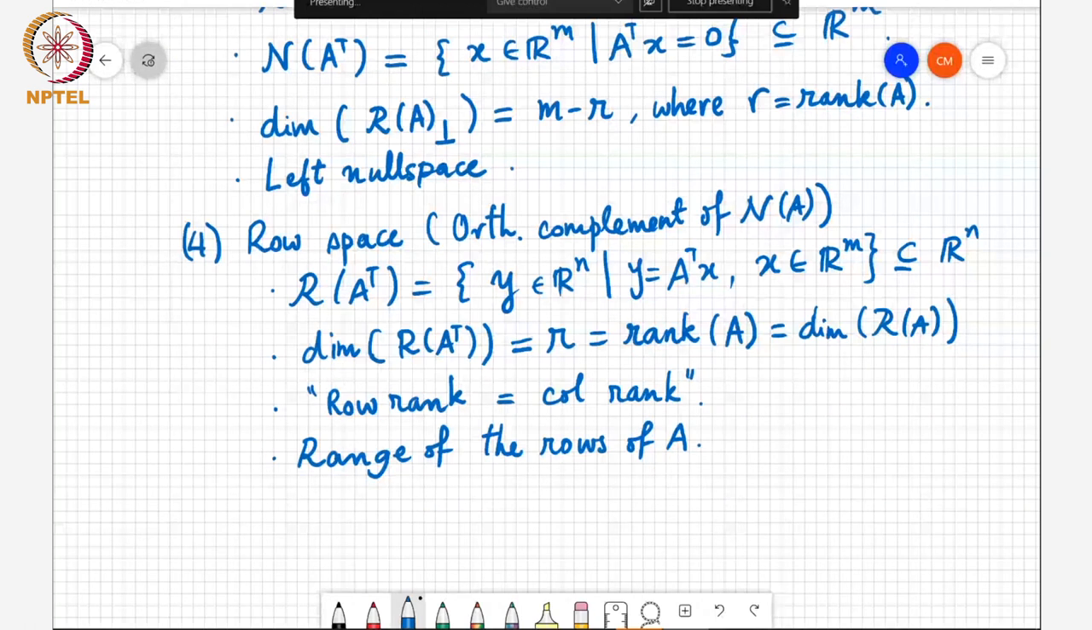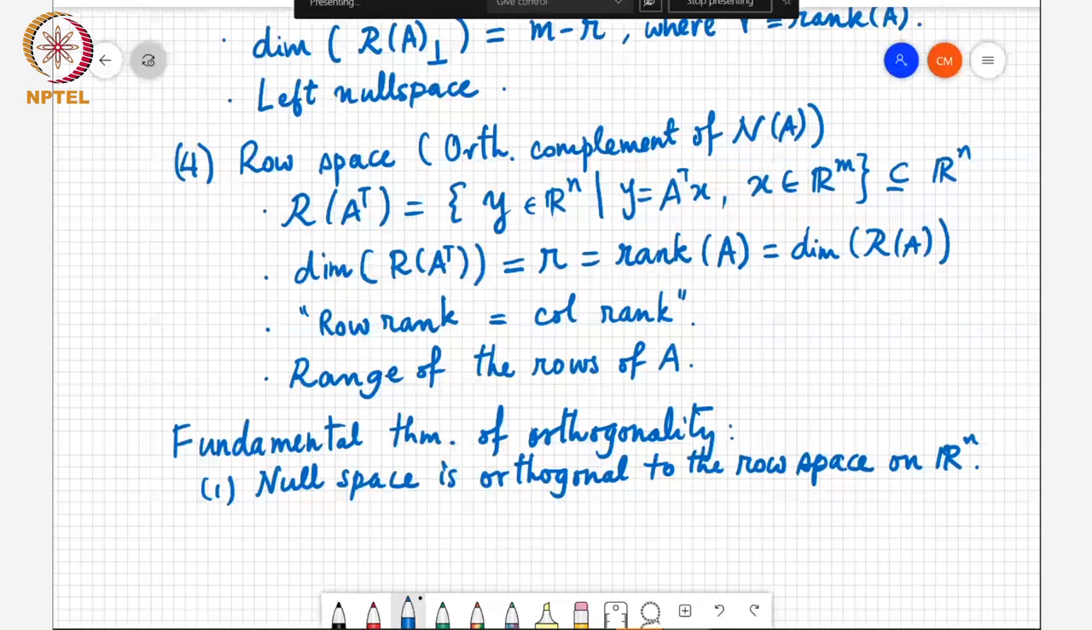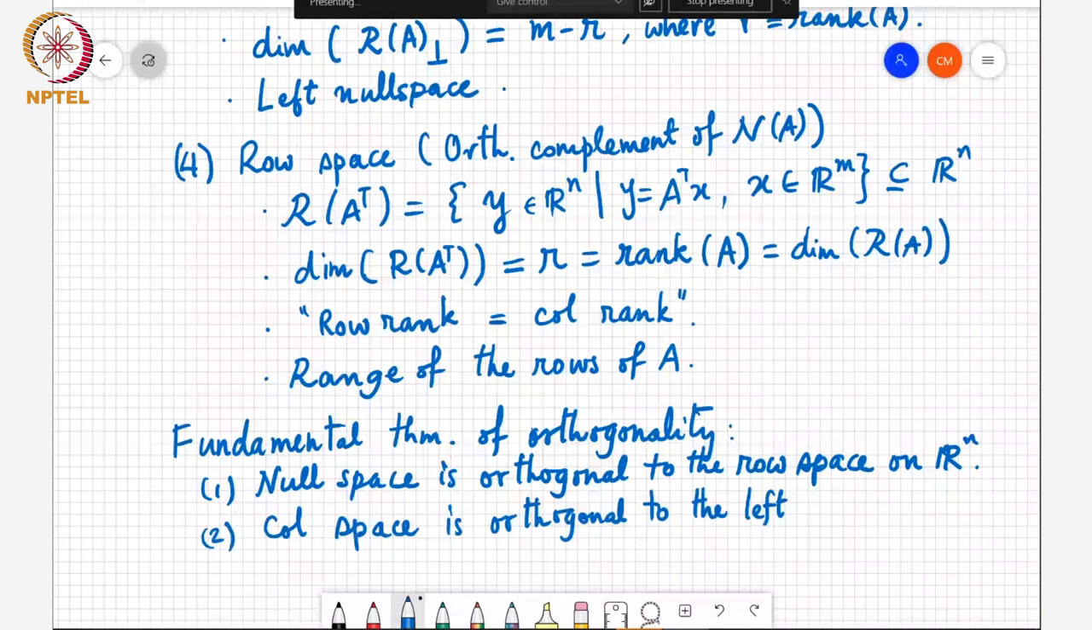So basically, this leads me to the fundamental theorem of orthogonality, which says that the null space of a matrix is orthogonal to the row space. This follows directly from the way these subspaces are constructed, with Y constructed as A transpose X. So by definition, these are two orthogonal subspaces, and the second is that the column space is orthogonal to the left null space in R to the M. So basically, the dimension of this plus the dimension of this should be N. The dimension of this plus the dimension of this should be M.